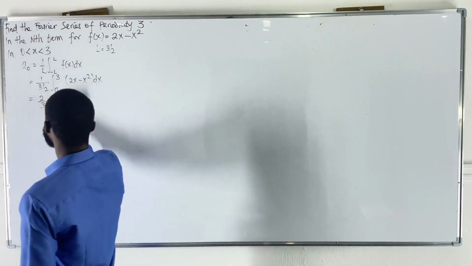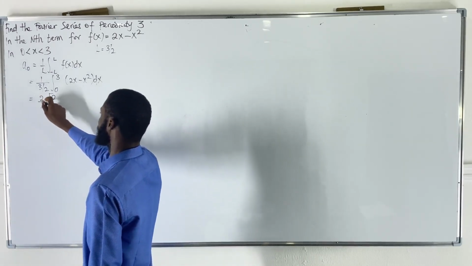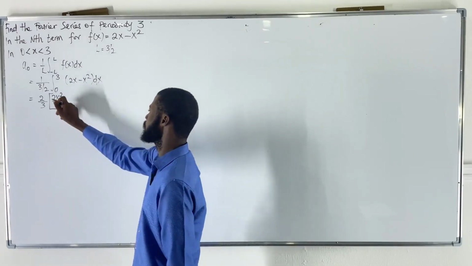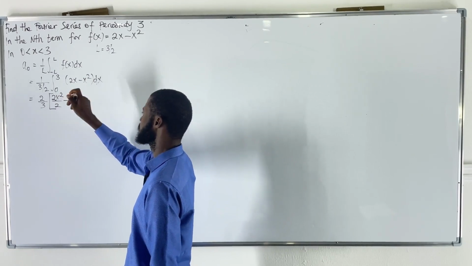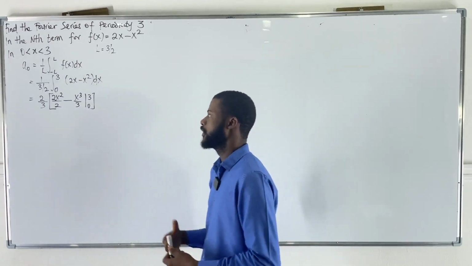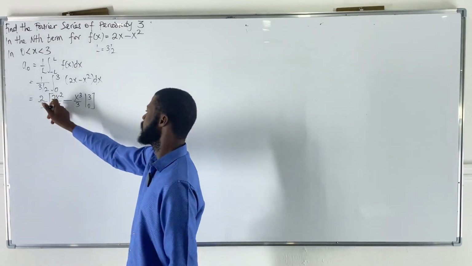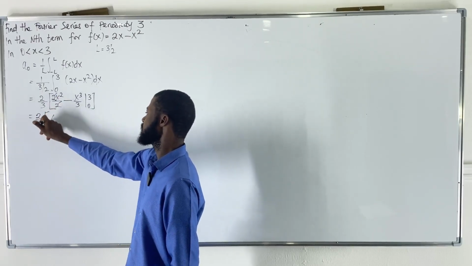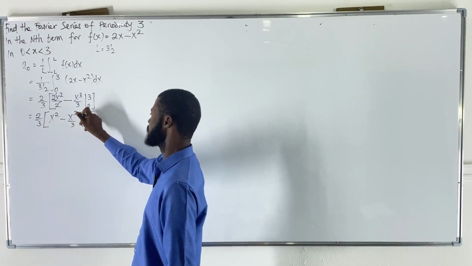Then, if you integrate 2x, first of all, keep the 2. If you integrate x, you will get x squared over 2. Then minus, if you integrate x squared, you would have x cubed over 3, and this is from 0 all the way to 3. Remember the laws of integration: you add 1, then divide by the result you get after adding 1. So the 2 cancels out, and this will be 2/3 of x squared minus x cubed over 3 from 0 to 3.